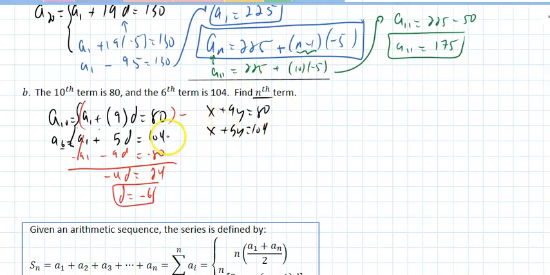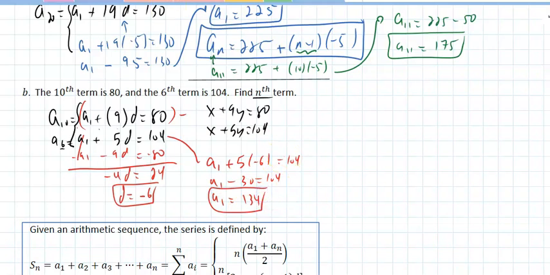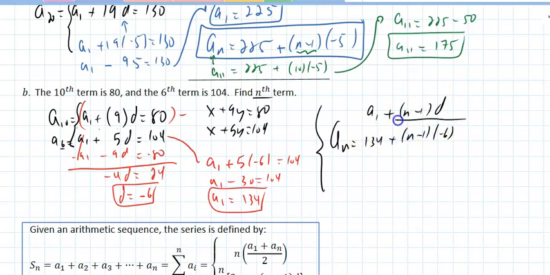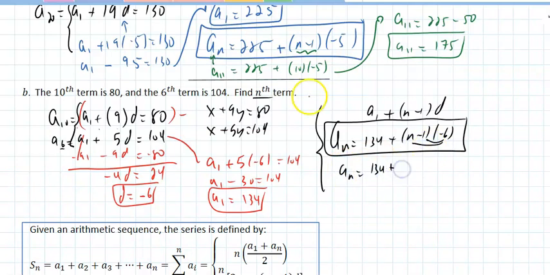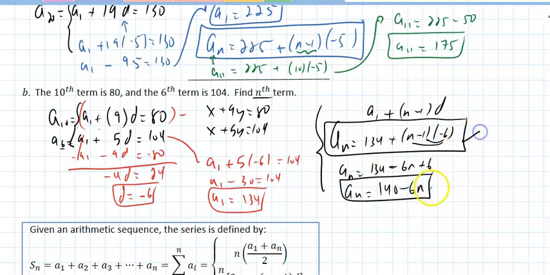Pick either equation, let's say that one. A sub 1 plus 5 times negative 6 equals 104. A sub 1 minus 30 equals 104. So a sub 1 equals 134. So the general term of the sequence is the first term plus n minus 1 times the common difference. The first term is 134 plus n minus 1 times negative 6. You could simplify, meaning you distribute the negative 6 to n if you want, and you could say the general term is 140 minus 6n. To me, it doesn't matter. Those two are saying the same thing. Either way, it's fine with me.